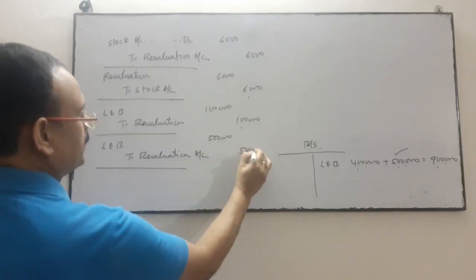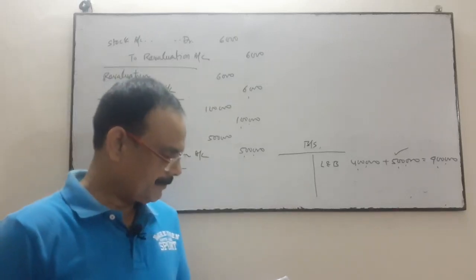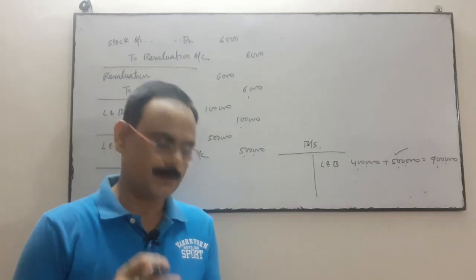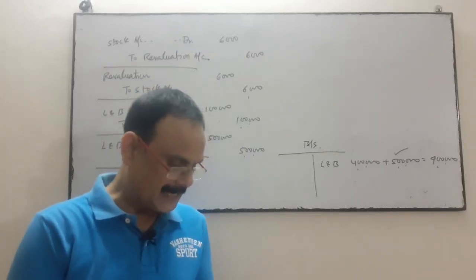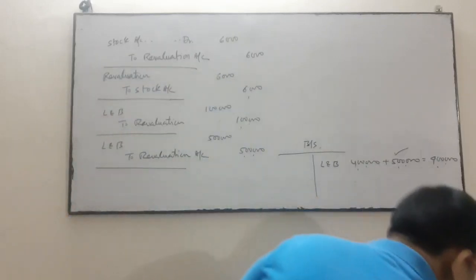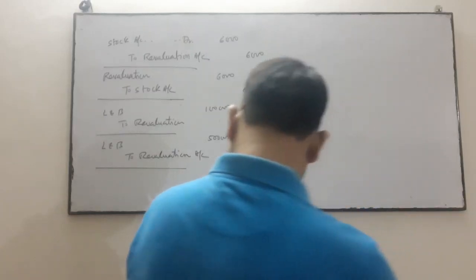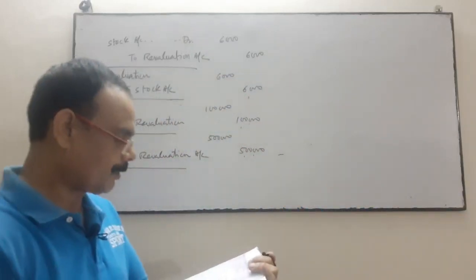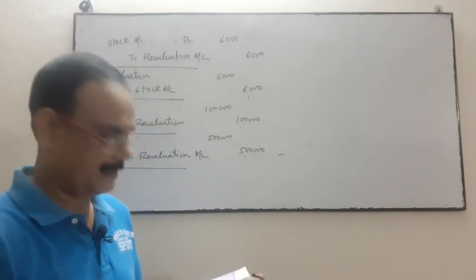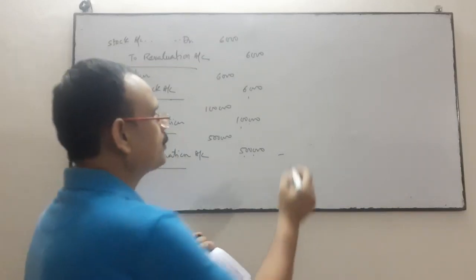Is it clear? 5 lakhs. Next is fifth number, a debtor whose dues of rupees 40,000 was written off as bad debts last year paid 30,000 in full. So what entry will we do?